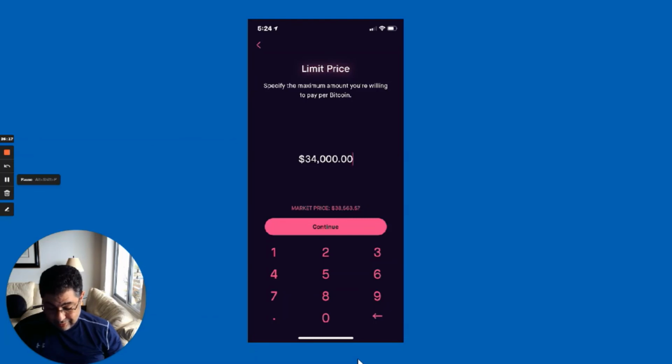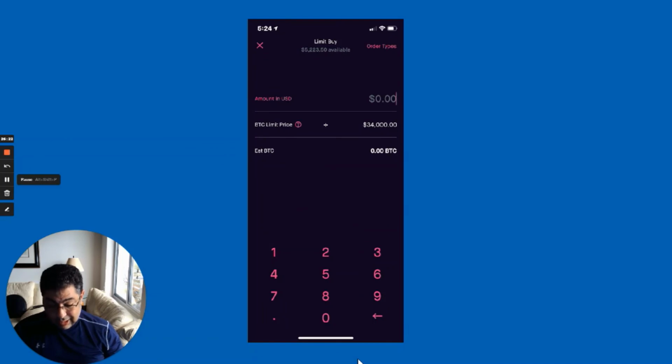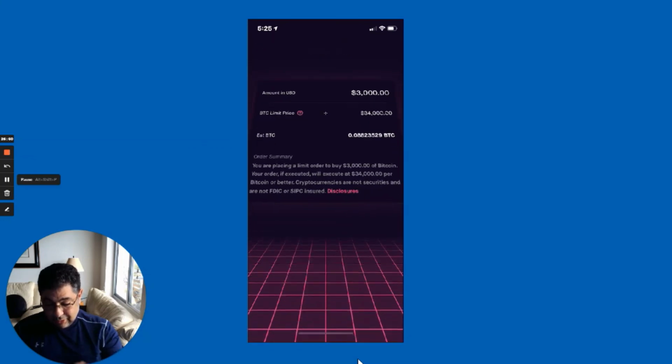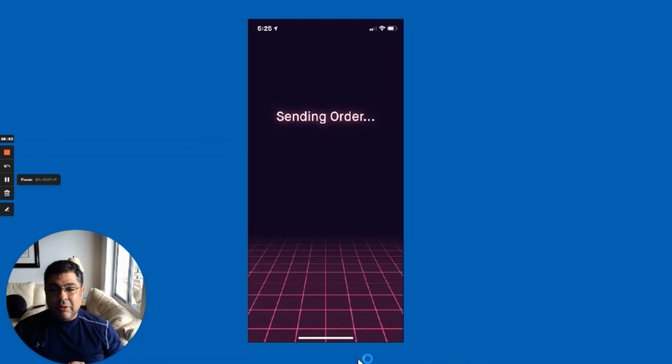Now the market price is 38. So now I'm gonna click continue. So it allows you to see it. Now, how much in US dollars do I want to buy? Well, if I can buy it at 34, again, I have this account basically for Bitcoin, I'm gonna put $3,000. Okay. Then it allows you to review it. So you have the information, and then I'm gonna swipe up and submit. So it's sending the order.